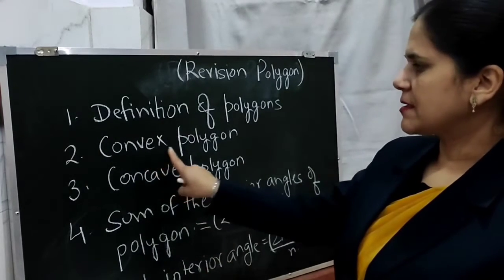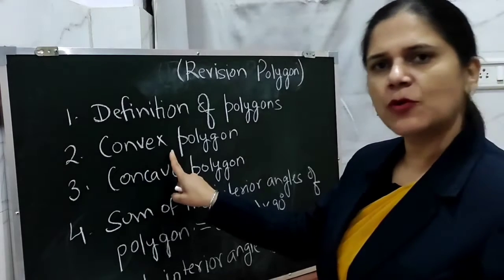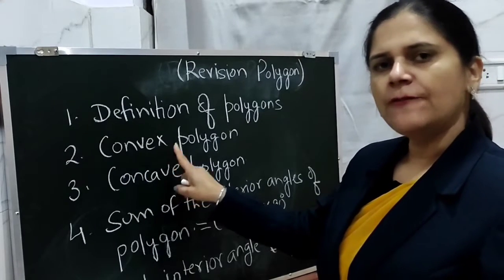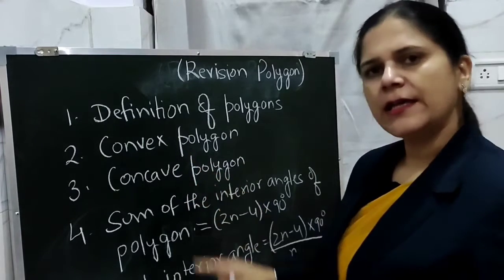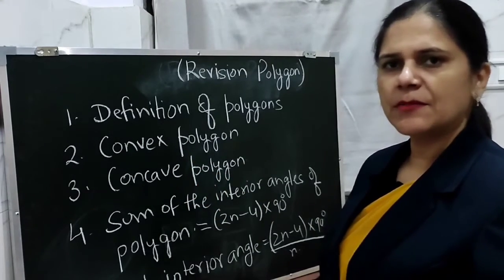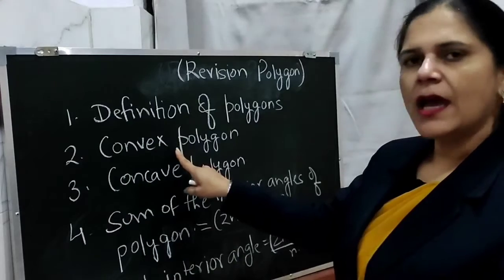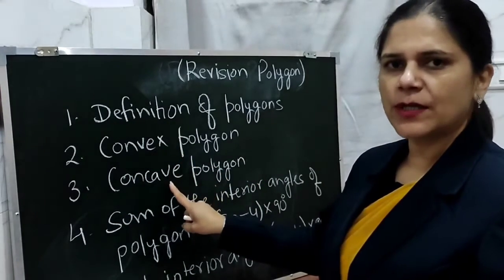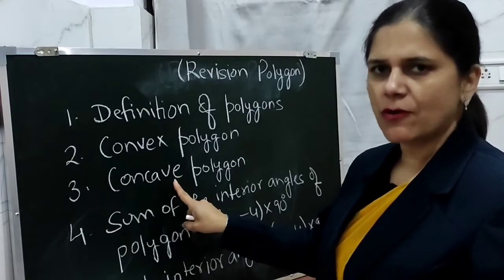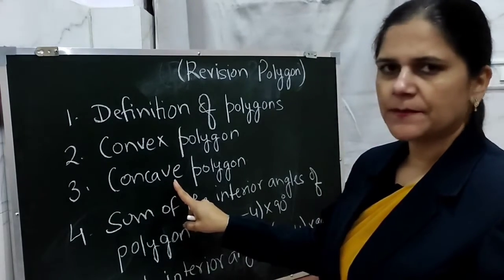Now we shall be discussing what is the meaning of the term convex polygon here. If all the angles of the polygon are less than 180 degree, then it is named as convex polygon. And if any one of the angles is greater than 180 degree, then it is named as concave polygon.